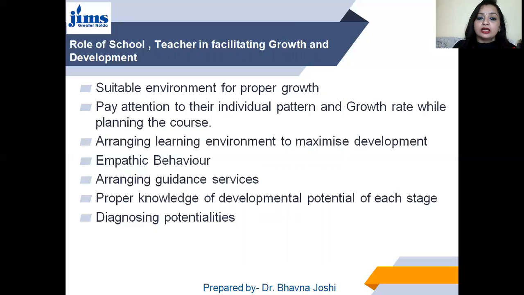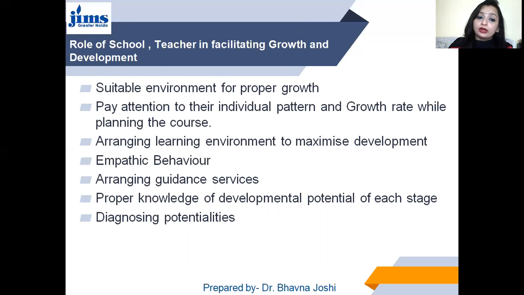Third is arranging the learning environment to maximize development. Yes, you have to arrange the learning environment such that there is maximum development, whether it is intellectual, emotional, social, or language development of the child. So providing that learning environment so that there is maximum development is very important.